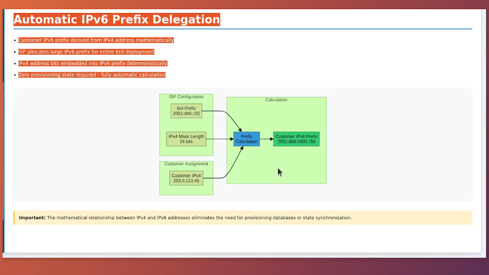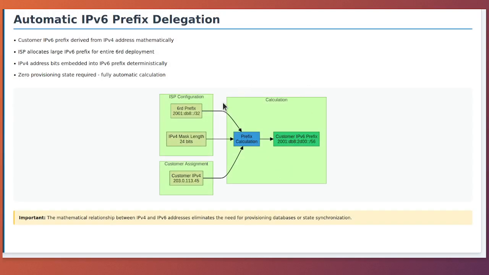IPv6 prefix delegation in 6RD. One of the most important aspects of 6RD is how it handles IPv6 address assignment through an automatic prefix delegation mechanism. Unlike traditional IPv6 deployment, where addresses might be manually configured or assigned through DHCPv6, 6RD uses a deterministic algorithm that embeds the customer's IPv4 address into their IPv6 prefix. This creates a unique, predictable relationship between the two address spaces.